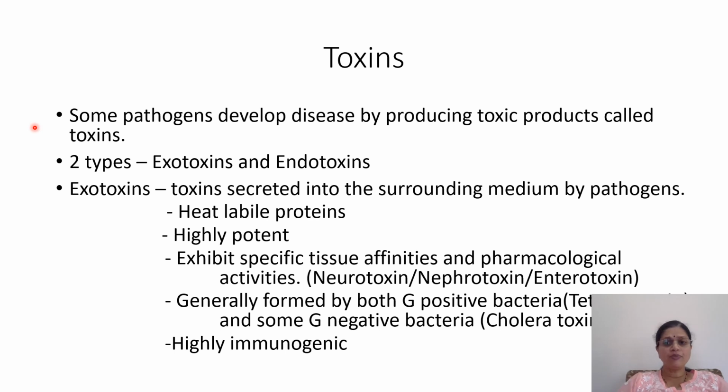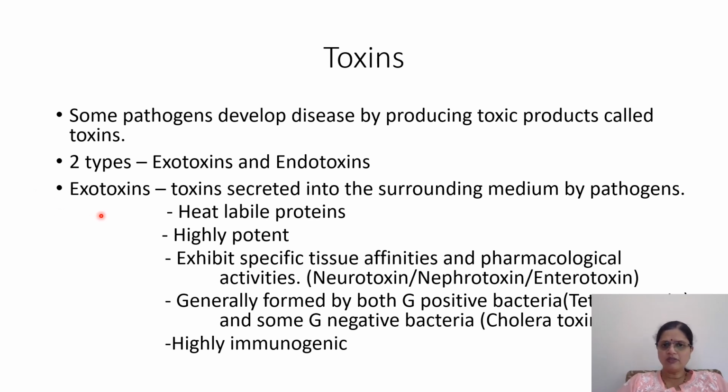They are not produced by all pathogens. Only some pathogens produce these toxic products called toxins. Now, there are two types of toxins which we come across. One is the exotoxins, the other one is the endotoxins. First, we will see what are the exotoxins that we commonly see, and some examples too.